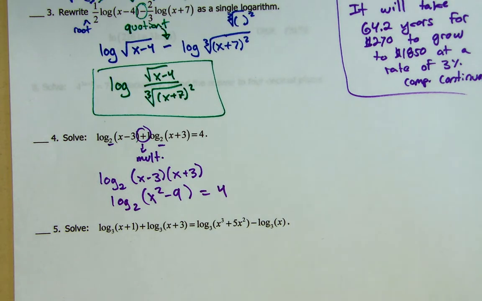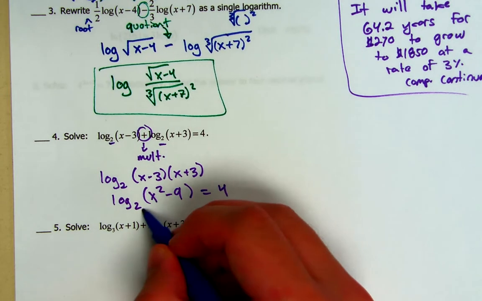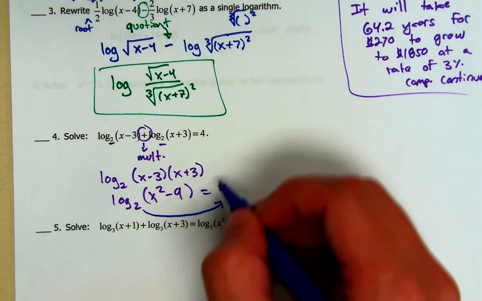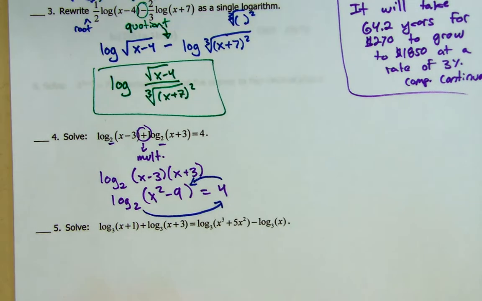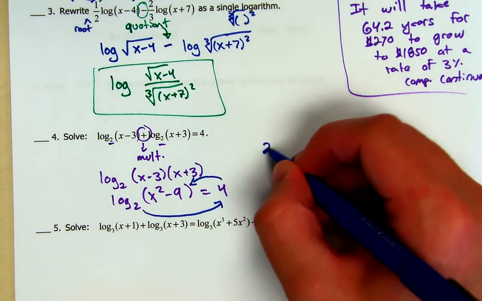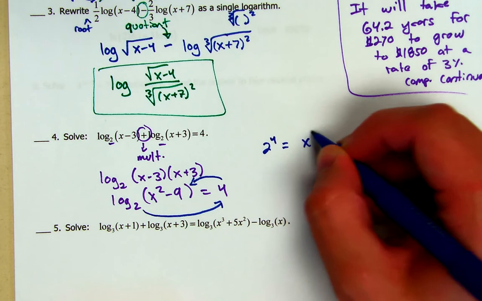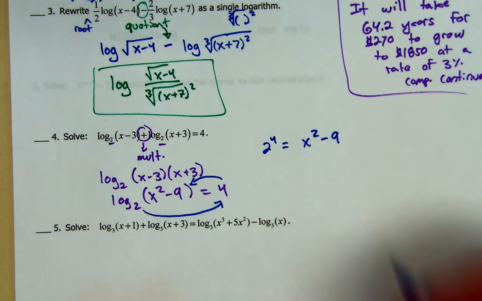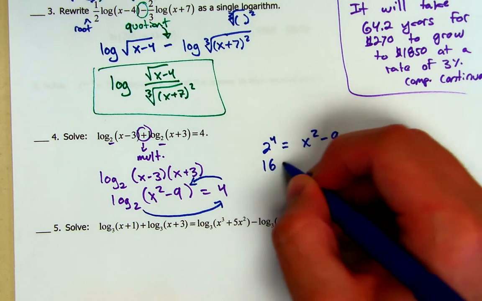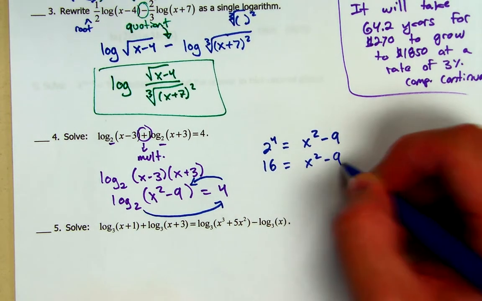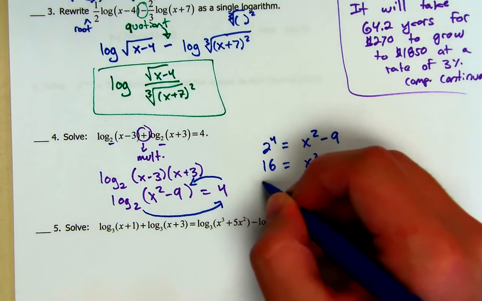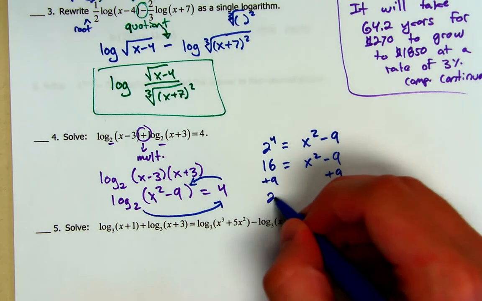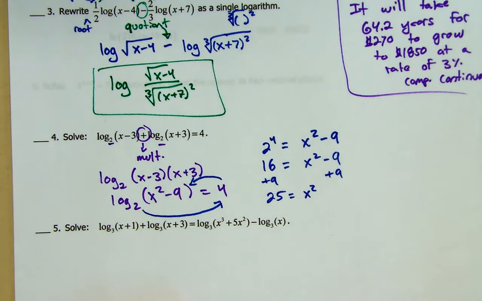I don't know what to do. Well, what can we do if we're stuck with a logarithm? We can change it to exponential. So 2, the base, to some power, equals the evaluation. So 2 to the 4th power equals x squared minus 9. So now what do we do? Well, 2 to the 4th, that's 16, equals x squared minus 9. Add 9 and solve. So 25 equals x squared.